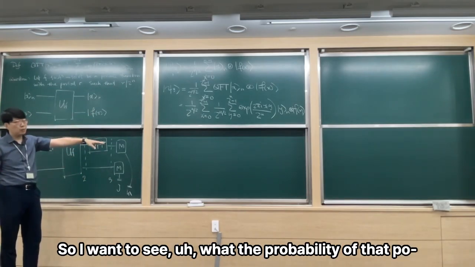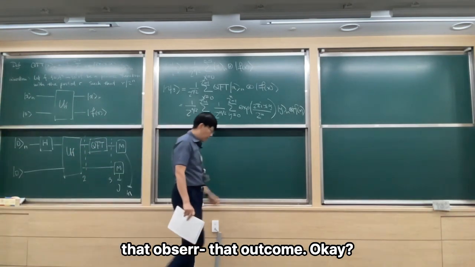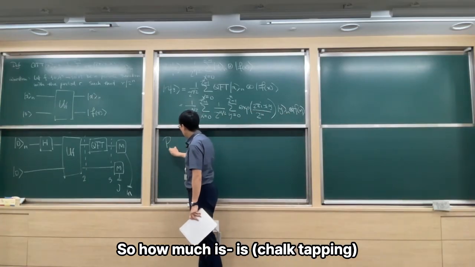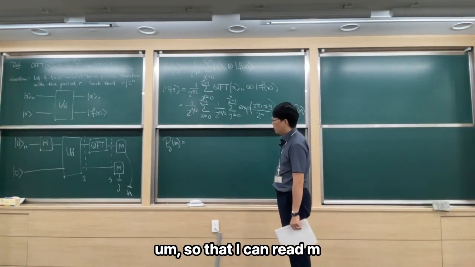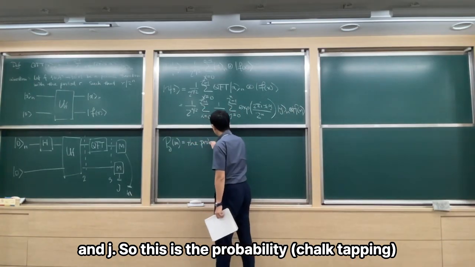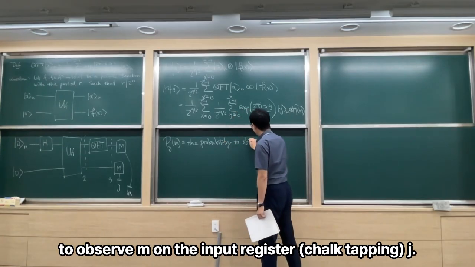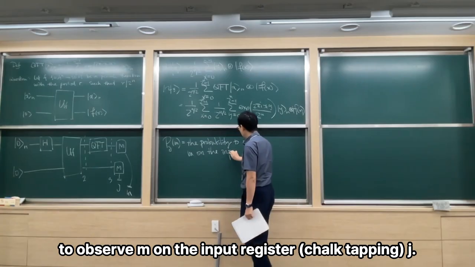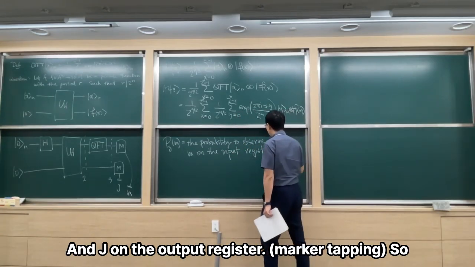I want to see what the probability of that outcome is. How much probability is there so that I can read M and J? So this is the probability to observe M on the input register and J on the output register.